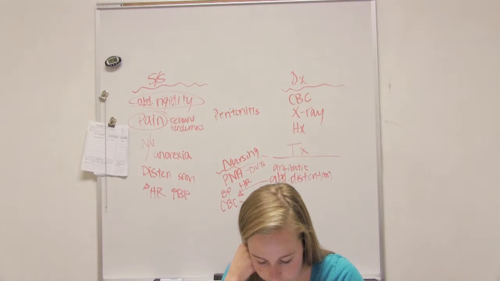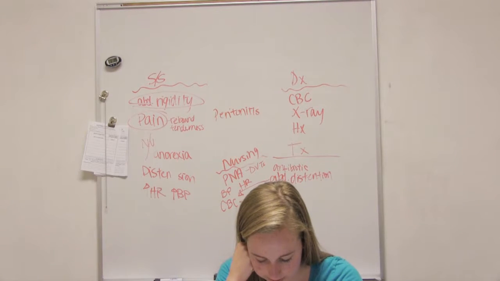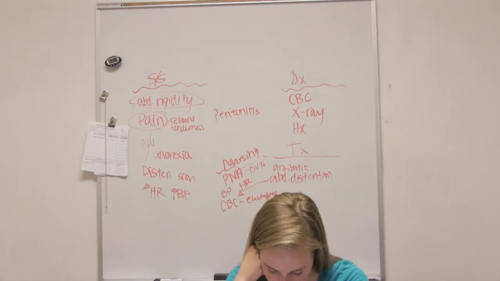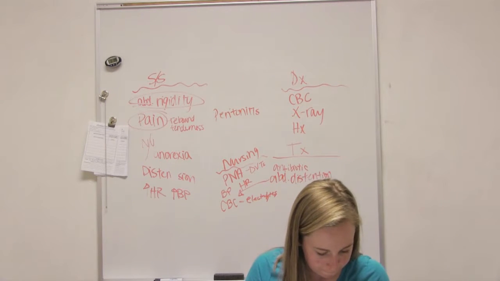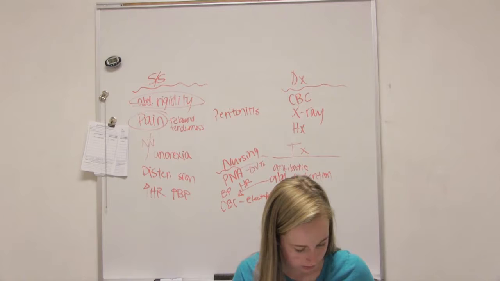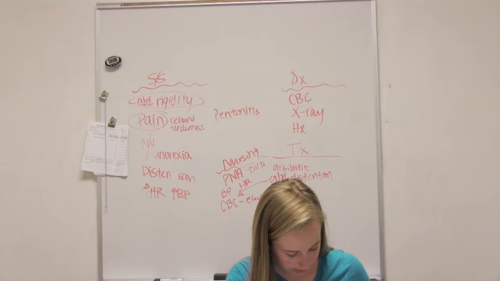Which of the following conditions can cause a hiatal hernia? Increased intrathoracic pressure, weakness of the esophageal muscle, increased esophageal muscle pressure, or weakness of the diaphragm muscle? Diaphragm muscle. Good. That's all appendicitis. Okay.